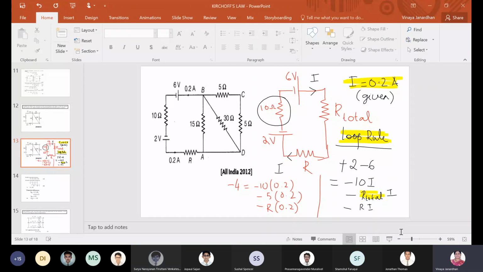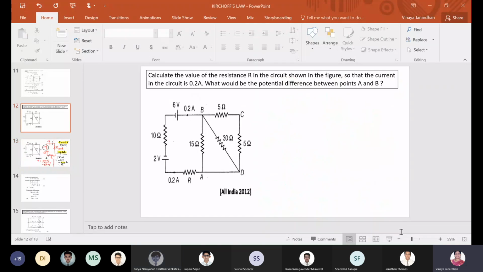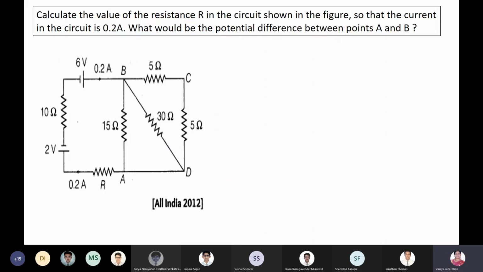Okay. Now, what is the second part of your question? What would be the potential difference between the points? So the value of R was 5. Should I do this? Boys, should I calculate the others? Yes, ma'am.